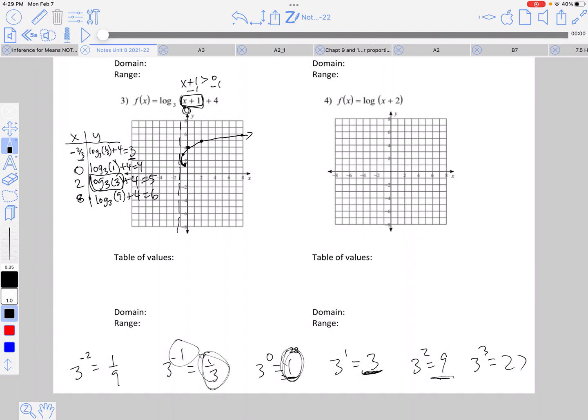And put your arrows down. Okay, so I actually did my tables of values up here, but that's okay. All right, so what do we got going on?